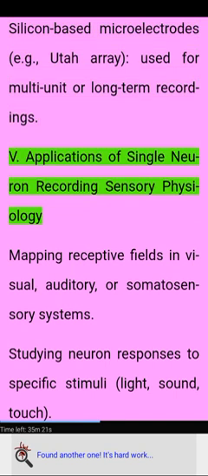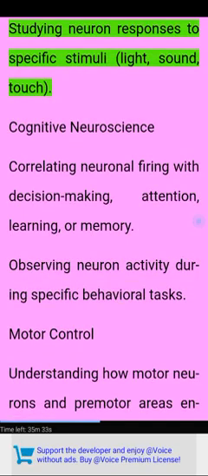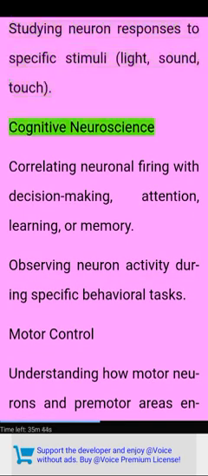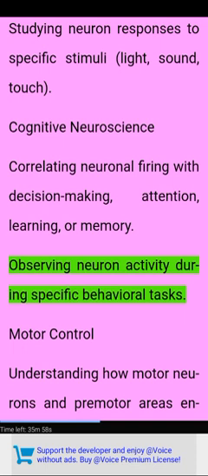5. The applications of single neuron recording. Sensory physiology. Mapping receptive fields in visual, auditory, or somatosensory systems. Studying neuron responses to specific stimuli: light, sound, touch. Cognitive neuroscience. Correlating neuronal firing with decision-making, attention, learning, or memory. Observing neuron activity during specific behavioral tasks.